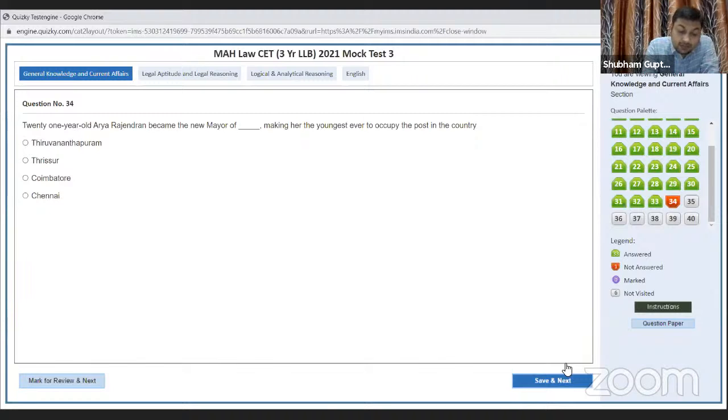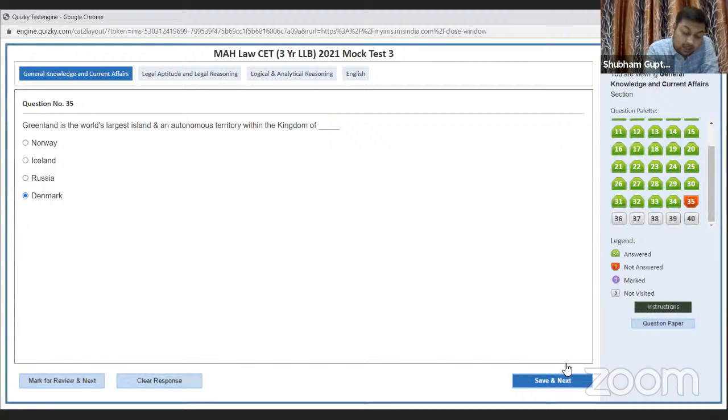This is again very much in news. 21-year-old Arya Rajendra became the new mayor. You just do not need to read, because you should have known from this part only that she is from this place. Greenland is the world's largest island and an autonomous territory within the kingdom of. This again you should have known that it is part of Denmark.